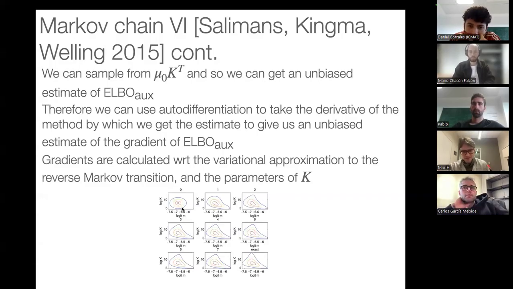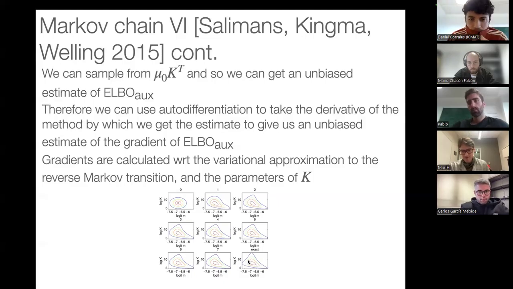And here you can see some plots that show contour plots of the variational approximation to the target, where we're varying a parameter of K from 0, 1, 2, all the way up to 7. And here is the plot of the exact contour plot of the target. And you can see that as you vary the parameter of K from 0 to 7, we'll get something that looks more and more like the target distribution.